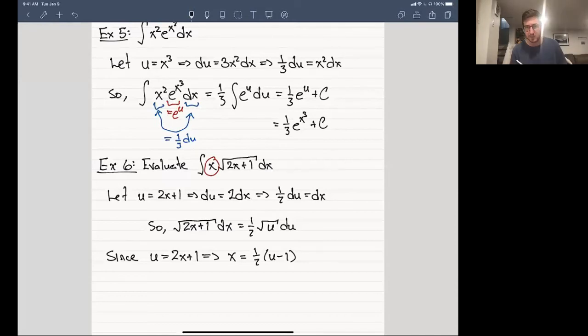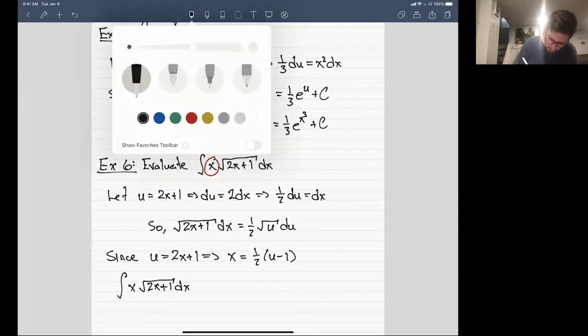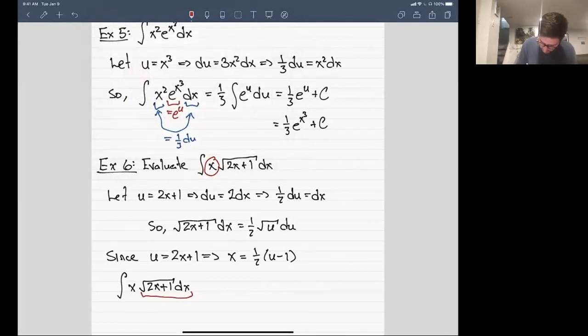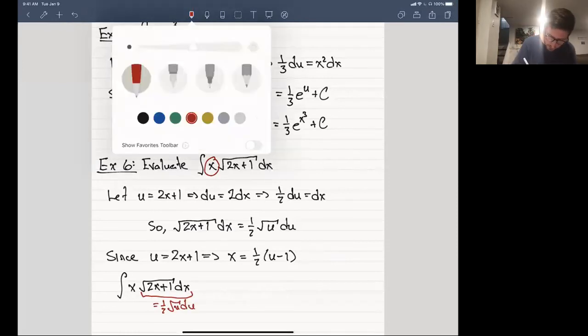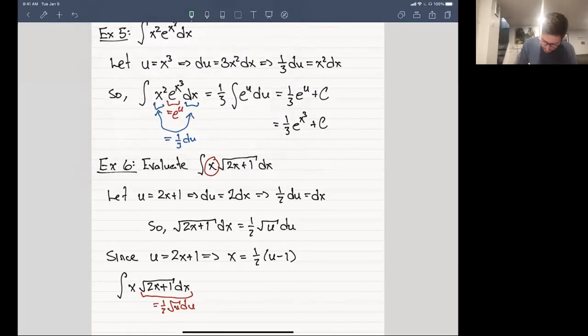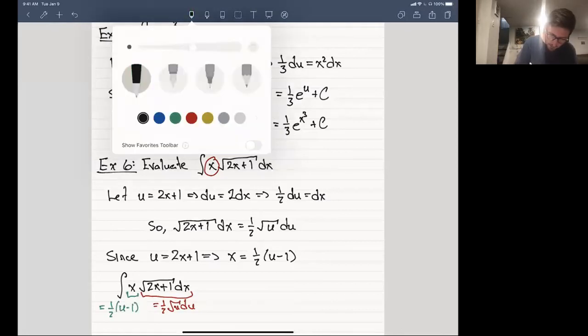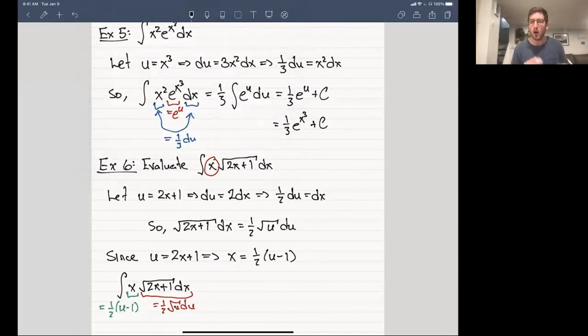And what this tells me is that now, when I take my original integral, I accounted for this piece right here, and I said that it's 1/2 the square root of u du. And now the x term right here is equal to 1/2 of u minus 1. And now if you see what happened, all the x's are gone, and all I'm left with is u terms. So let's actually do this.